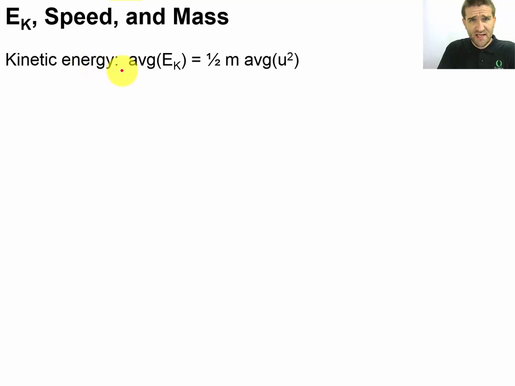Now, this is our relationship for kinetic energy. You can see here that it says that average kinetic energy equals half of the mass times the square of the average velocities. And that's what U here is. We'd probably think of that as being V, but let's face it, there's enough V's already in our lives, so they're using U for speed.